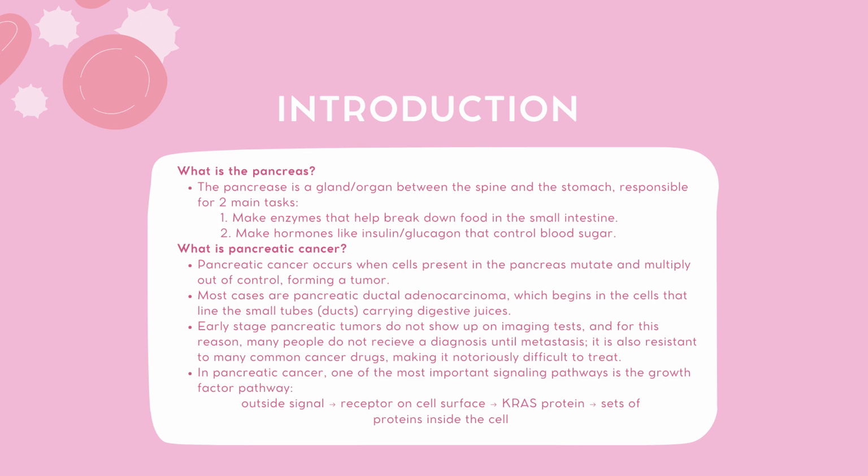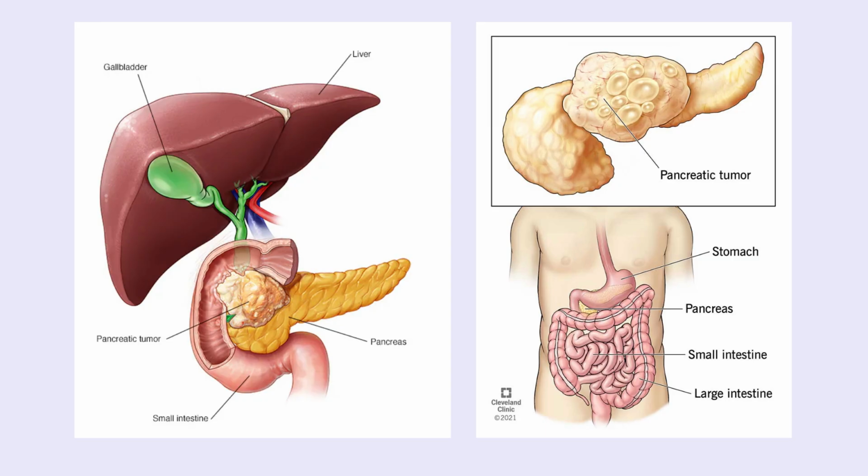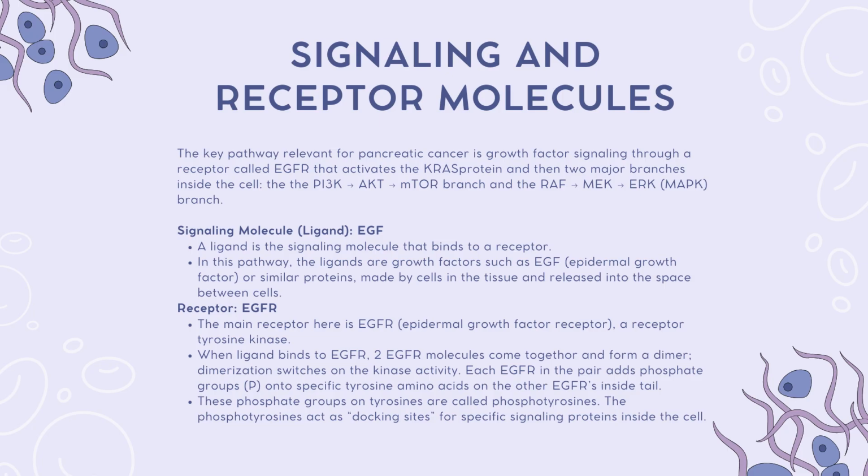A major pathway involved is the growth factor signaling route, where an outside signal activates a receptor, which triggers Kras and then the downstream proteins that drive cell growth. These two images show where the pancreas sits in the body, right behind the stomach and in front of the spine. The diagrams highlight how a pancreatic tumor forms inside the pancreas and how it can grow into the surrounding tissue. The key signaling components that activate Kras in pancreatic cells include the EGF and EGFR.